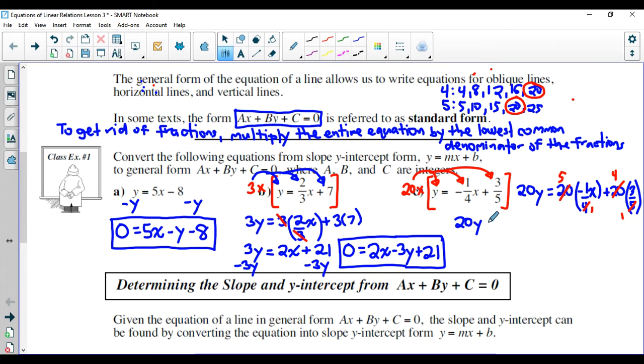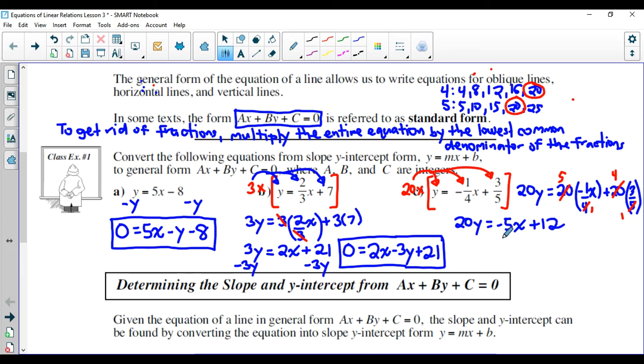Okay, so let's expand this out now. So we then have 20y would be equal to, okay, so here you'd have 5 times -1 divided by 1. So that would just be -5. So this would turn into -5x. And then here you'd have 4 times 3, which is 12, divided by 1 would just be 12. So that'd be -5x plus 12.